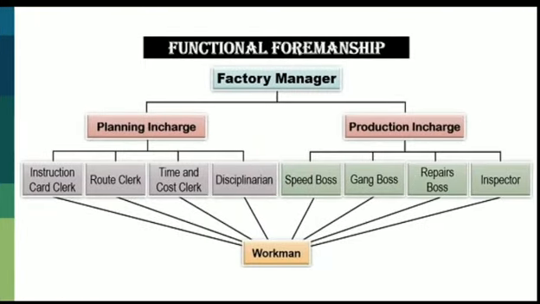So when we are talking about functional foremanship, we are already familiar and we have already studied about the foreman that comes under the third or the lower level management in hierarchy. We have already studied the levels of management, the top level management, the middle level management, and the lower or the supervisory level of management. Under supervisory level of management, we have foremen and supervisors. So basically here functional foremanship is the functions that are performed by the foreman.